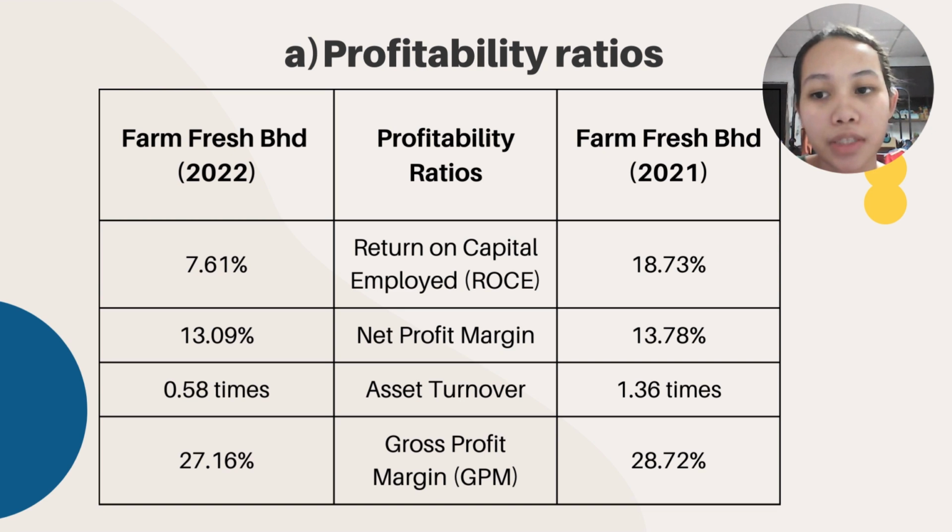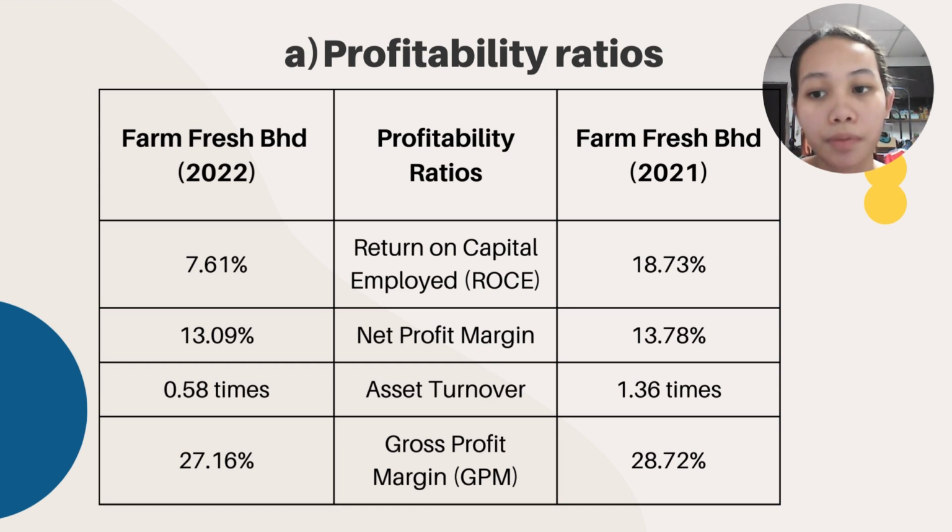Referring to the table, in 2021 the return on capital employed for Farmfresh Berhad is 18.70%. Compared to 2022, the percentage is decreasing to 7.61%. A low return on capital employed shows the company is not making the most efficient use of its capital and is not producing a high return on investment.